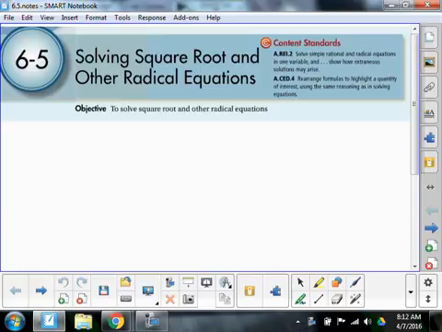So the title, Chapter 6, Section 5, Solving. So that means we're going to get solutions. So that means we're going to say the variable, probably x, sometimes y, equals something. Solving square root and other radical equations.